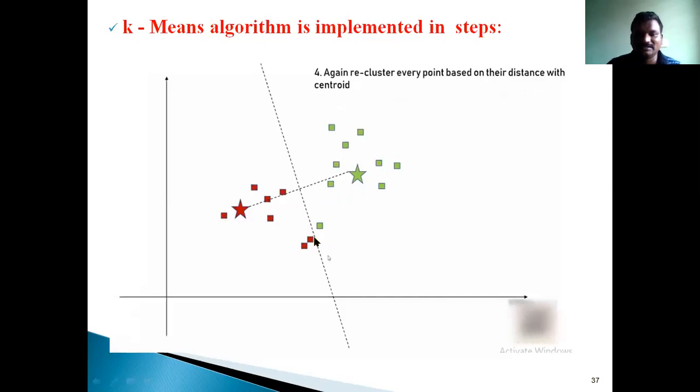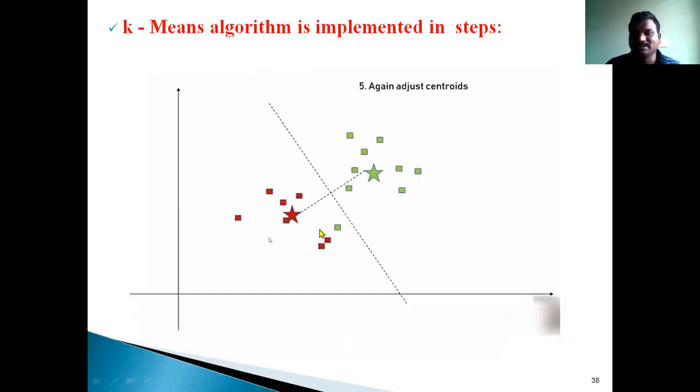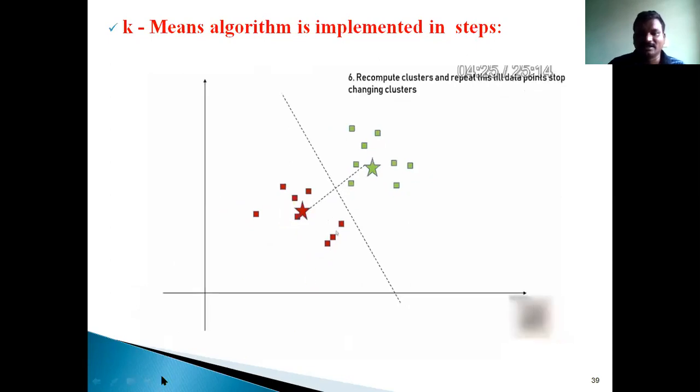Here, additionally, these two points come here, and one point goes to another cluster. For example, it's cluster A, it's cluster B. Here you assign, adjust the centroids. In this way you assign the centroids, then recompute the clusters and repeat this for the data points. Stop when the clusters no longer change.